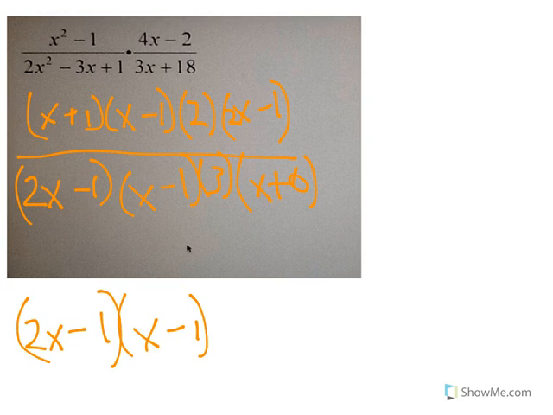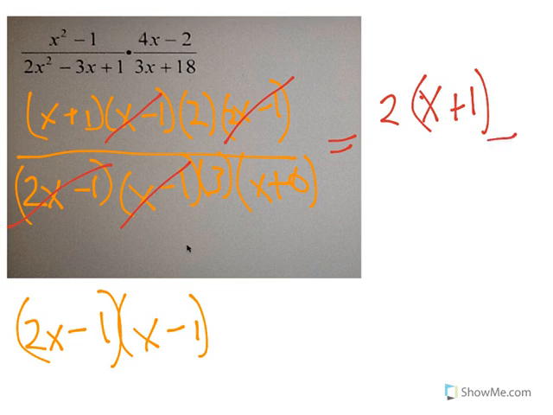Okay, so what can I do here? I can simplify some parts of this. First thing I can do is get rid of 2x minus 1 and 2x minus 1. I can get rid of the x minus 1 and the x minus 1. And what I'm left with is 2 times x plus 1 over 3 times x plus 6.